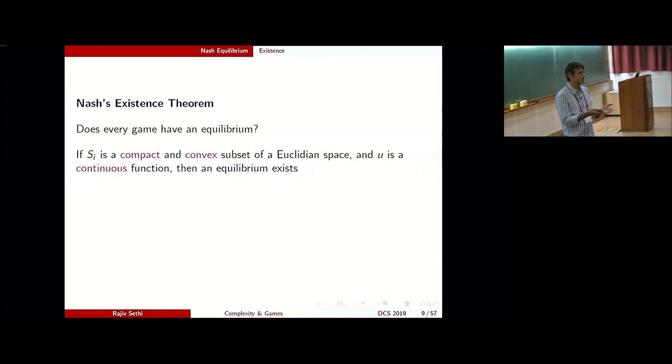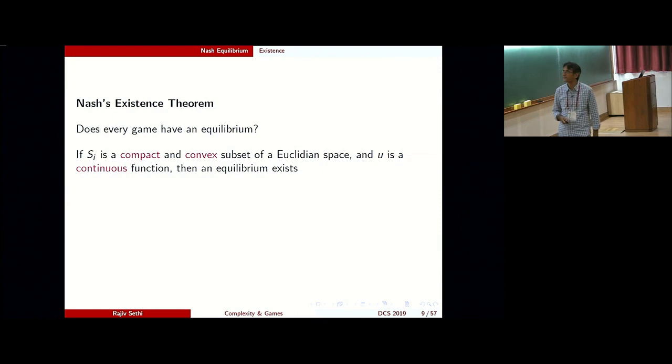Mixed strategies are just in the unit interval to the power of however many strategies there are. It's in the unit simplex. So once you allow for mixed strategies, there has to be a Nash equilibrium in any finite game. This is really basically Nash's result. Okay, as long as the payoff function is continuous.